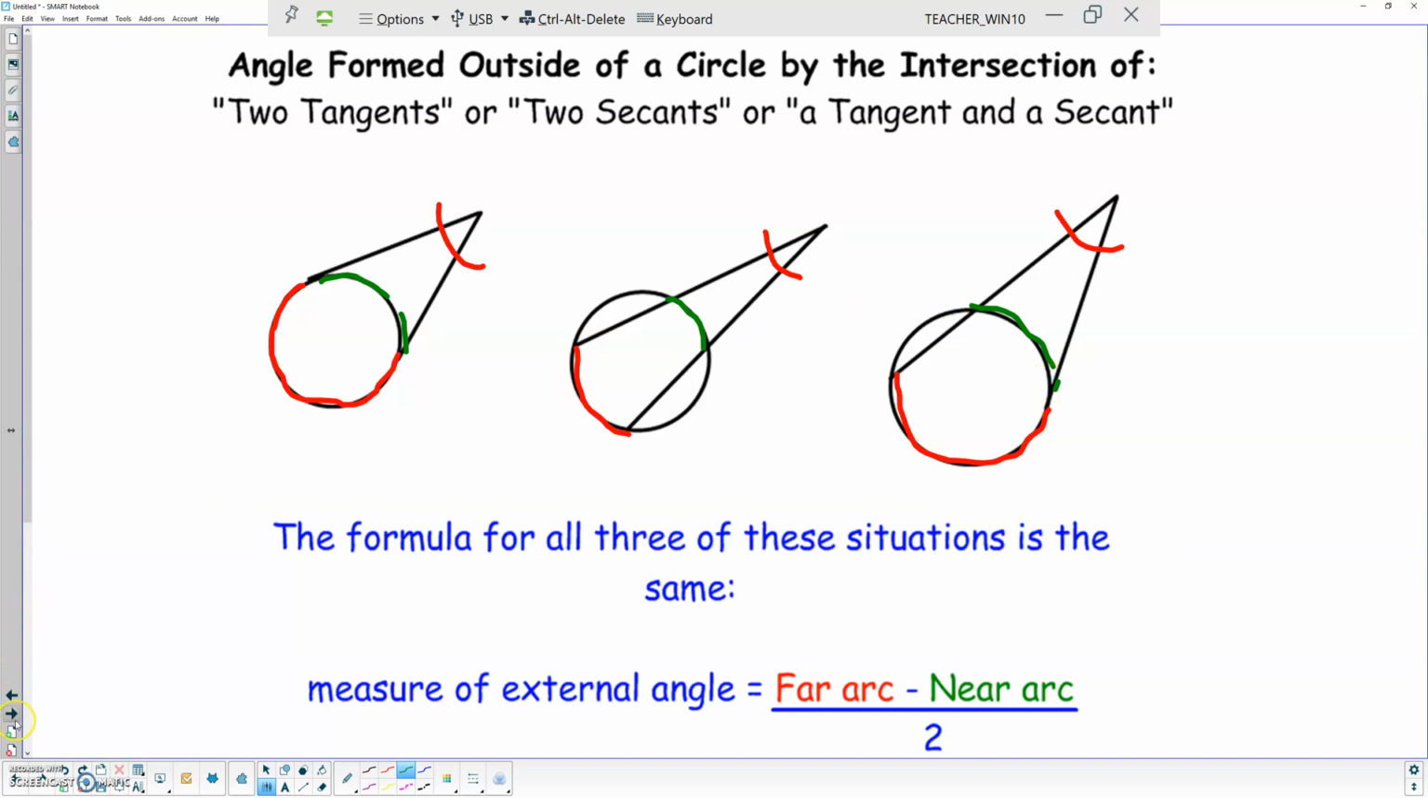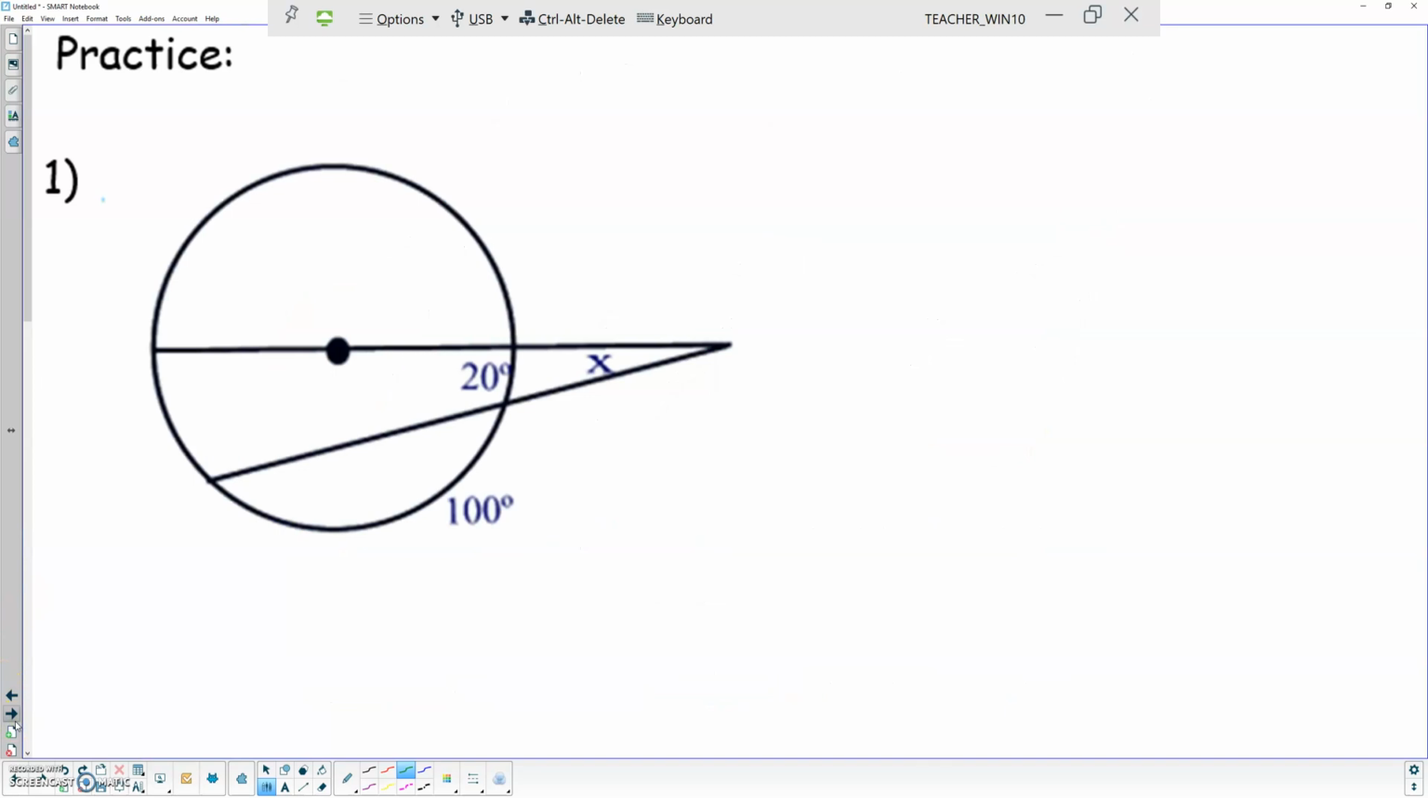So let's look at an example. In this first one, we're solving for that external angle. Here's my far arc. Here's my near arc. We know that the near arc is 20. We don't have the far arc, but we can easily obtain it. Here's the diameter, so there's 180 degrees in half a circle. So 20 plus 100 is 120. That's going to make my far arc 60 degrees.